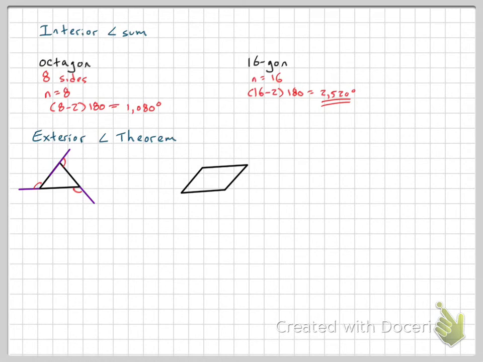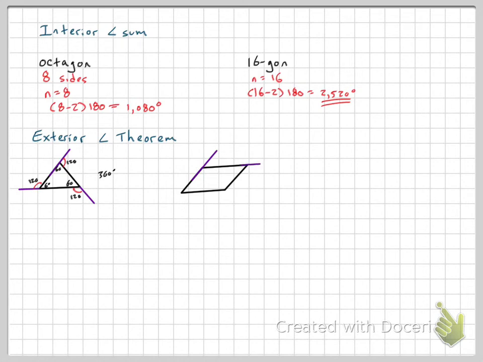Now imagine that this was a regular triangle, so this would be 60, 60, 60. Well, we know that exterior angles and interior angles are supplementary, so that means that this would have to be 120, 120, 120. What's 120 plus 120 plus 120, or 120 times 3? It's 360 degrees, okay?